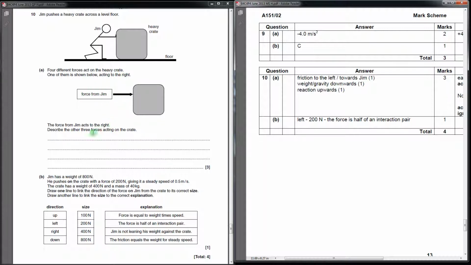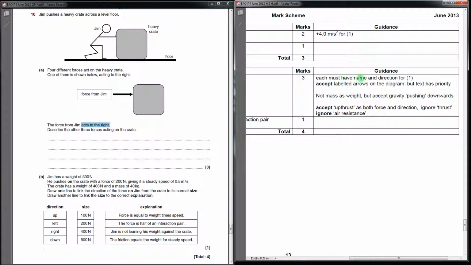The force from Jim acts to the right. Describe the other 3 forces acting on the crate. Now, they've really hammered home the fact here that the force is acting to the right. There's an arrow to the right, and they've said again, acts to the right. They're trying to give you a clue about how to describe these forces. If you don't put the direction in for any of them, it's 0. Okay?